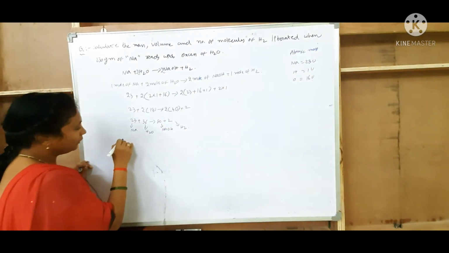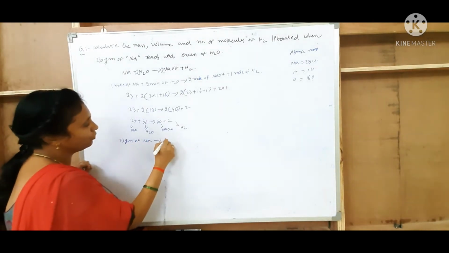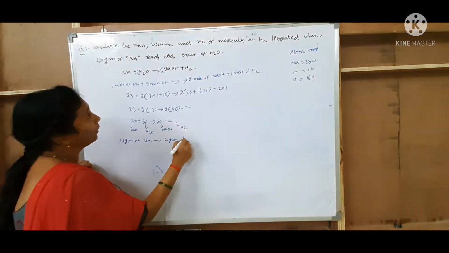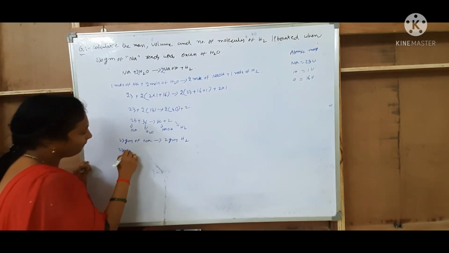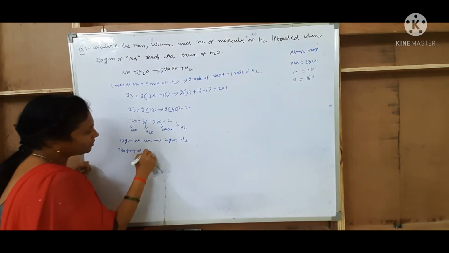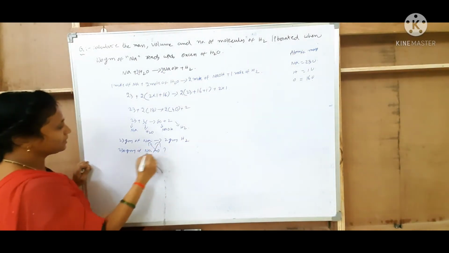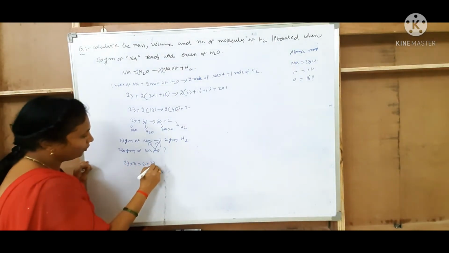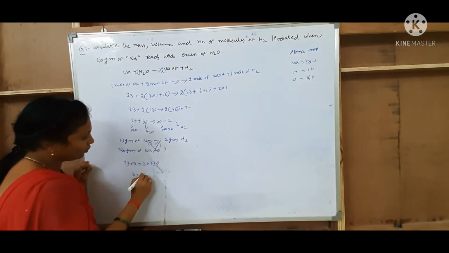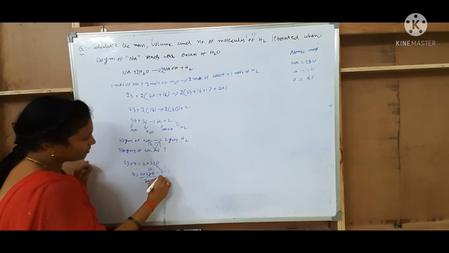Okay, here 23 grams of Na needs how many grams of H2? 2 grams of H2. Here what is the question? 230 grams of Na needs how much hydrogen? The cross multiplication takes place. 23 into x is equal to 2 into 230. X is equal to 2 into 230 by 23. 23 ones are 23, tens are 10.